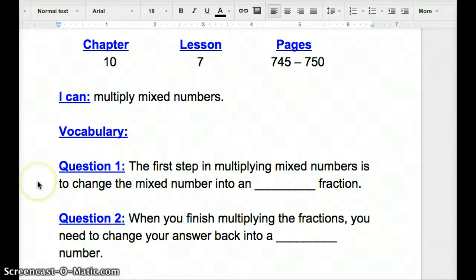Question 1. The first step in multiplying mixed numbers is to change the mixed number into a blank fraction. Question 2. When you finish multiplying the fractions, you need to change your answer back into a blank number.